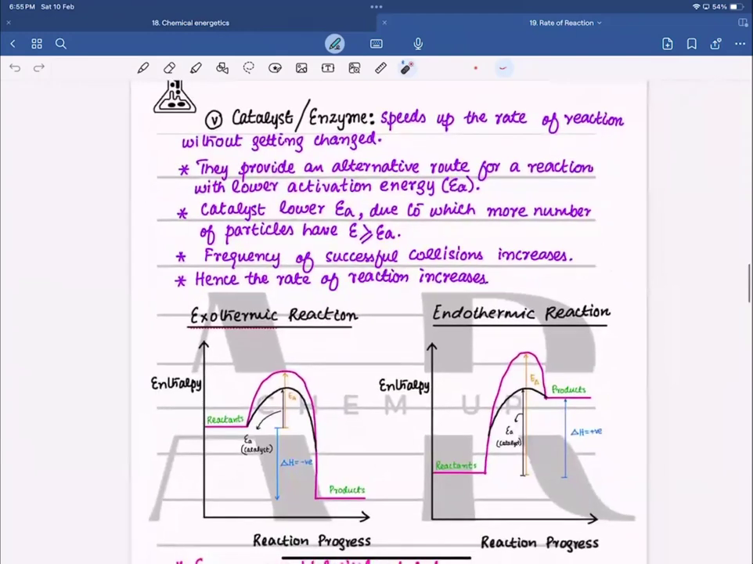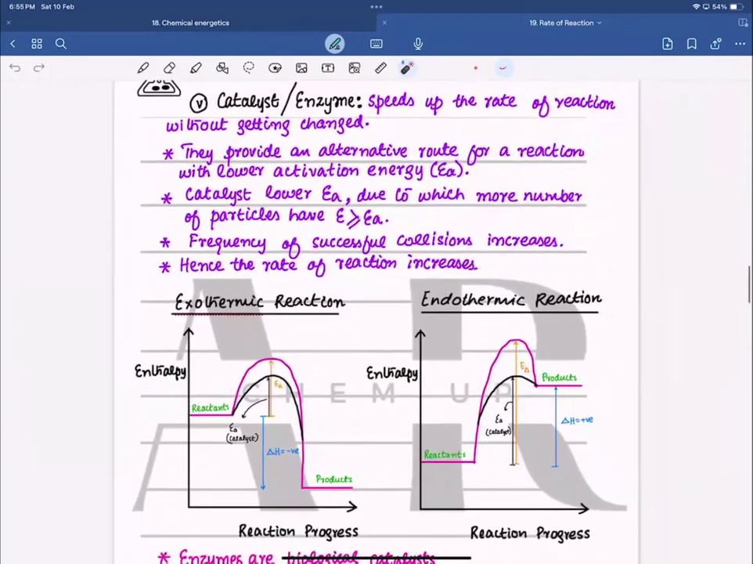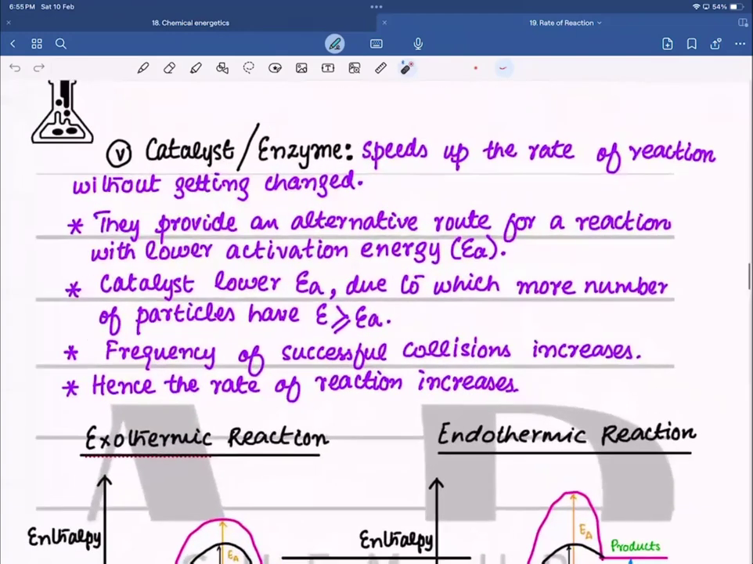Here, after completing this, see these pictures. Okay, first do this, then I will show you.